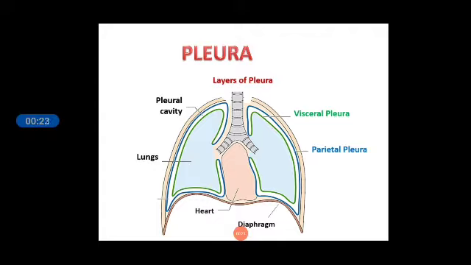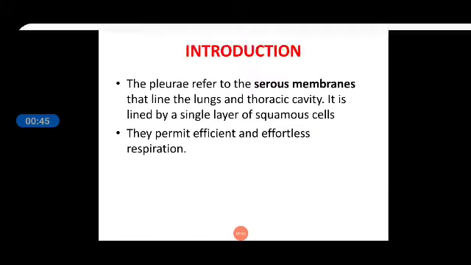known as the parietal pleura, which lies close to the intercostal area or the costal area. There is a space between the parietal pleura and the visceral pleura. You can see in this figure, that is the pleural cavity, and a little amount of fluid is present in this pleural cavity.